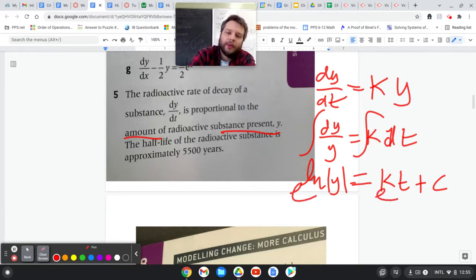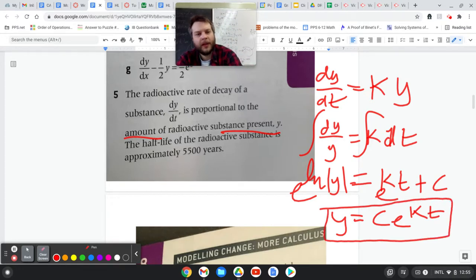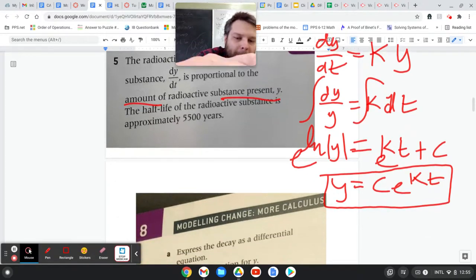So exponentiate both sides, and you get y equals c e to the kt using that trick we've used several times where you just drop the c in front. And then we are also told that the half-life is approximately 5,500 years. So let's see what we need to do.